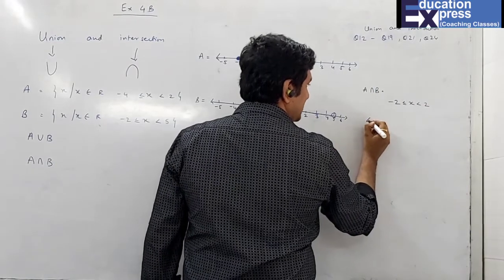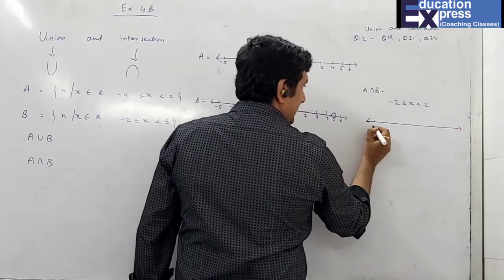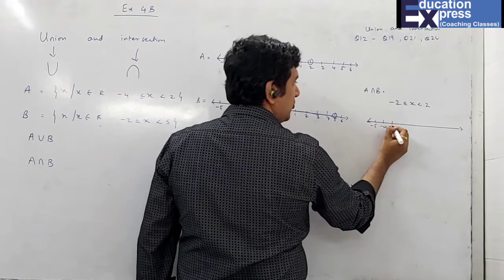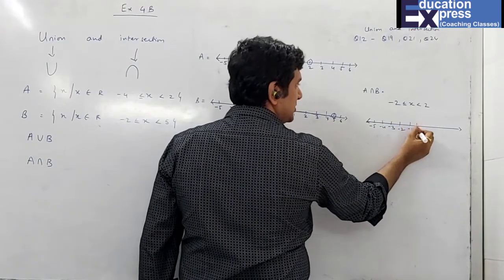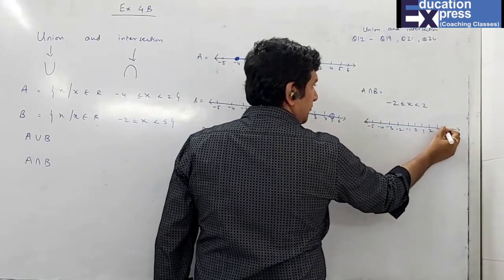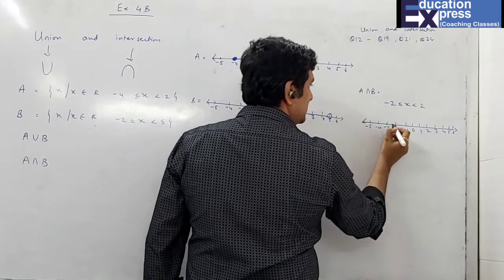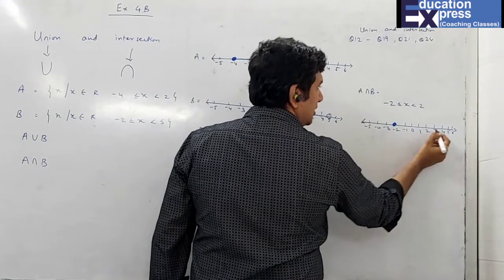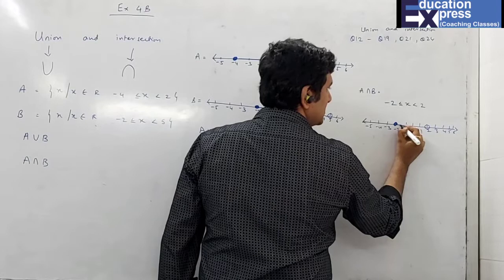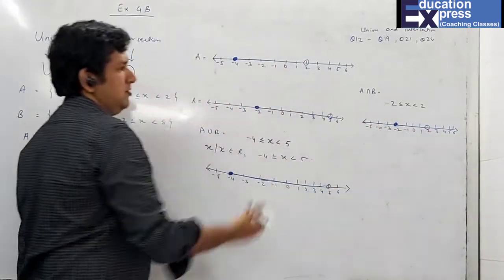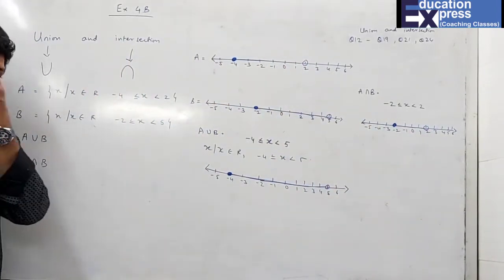So that means -5, -4, -3, -2, -1, 0, 4, 5 and 6. This starts with -2, solid, 2, hollow, and this is the answer. That's all with respect to union and intersection. I told you one concept, union and intersection.